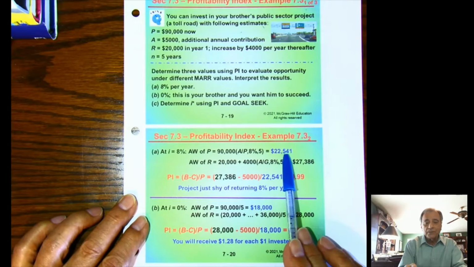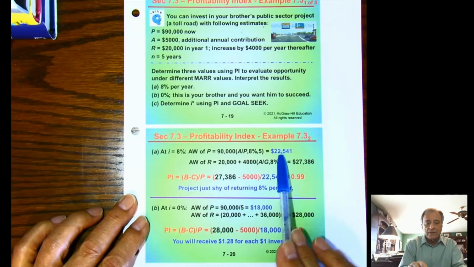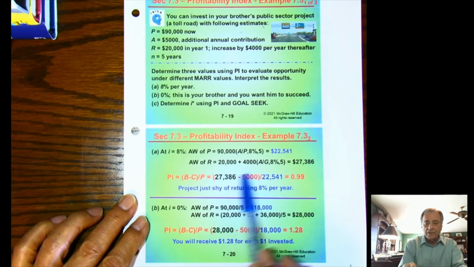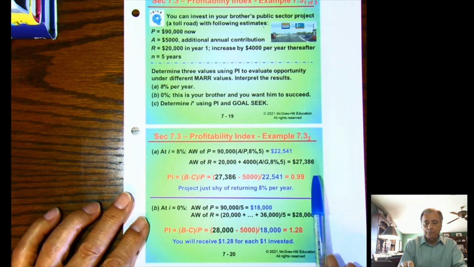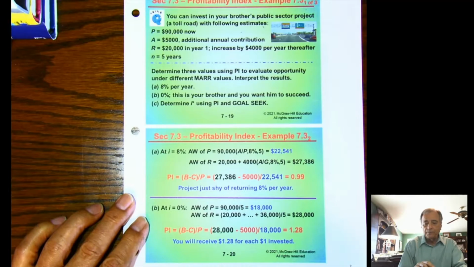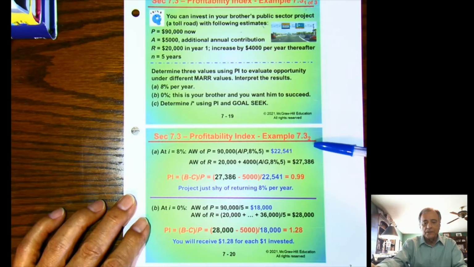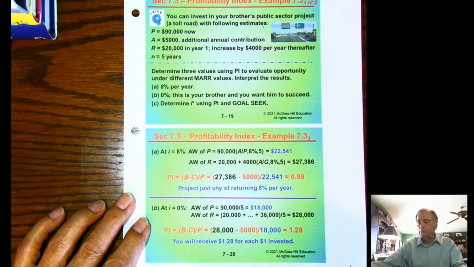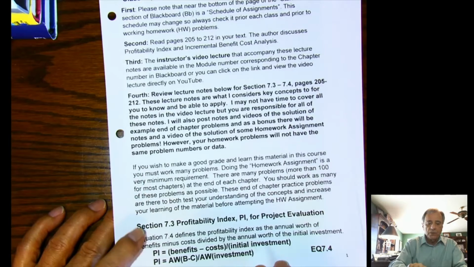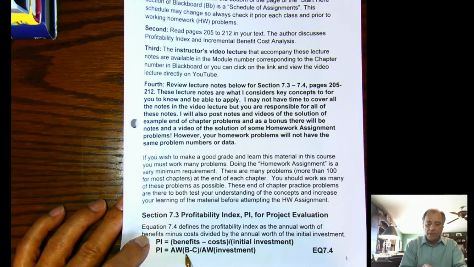And so we add the $5,000 to the $22,000. We subtract the $5,000 from the $27,000 that is the benefit minus the cost, and divide that by the initial cost, which is the $22,000, and we get 0.99. So it doesn't quite make 8%, just short. So let's review again what we're doing here. We've got the annual worth of the benefits minus the cost divided by the annual worth of the initial investment.